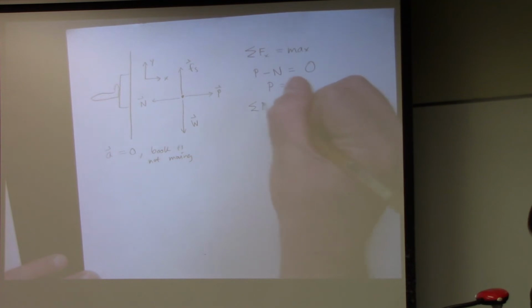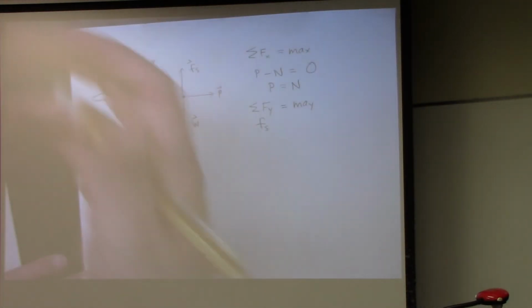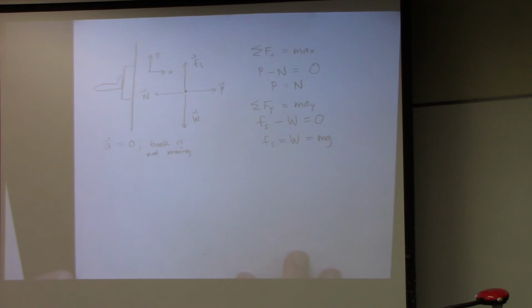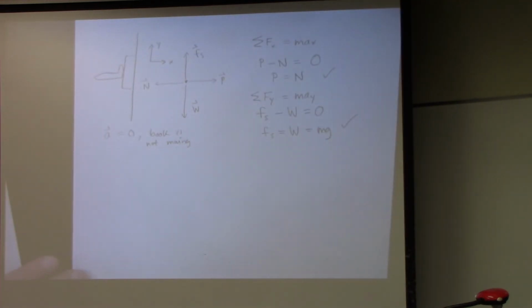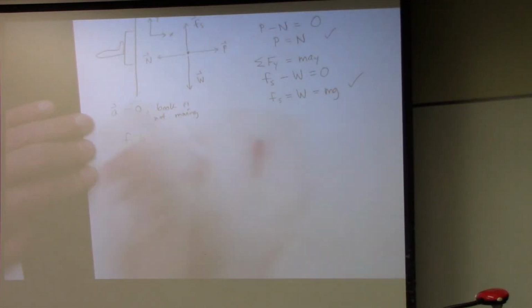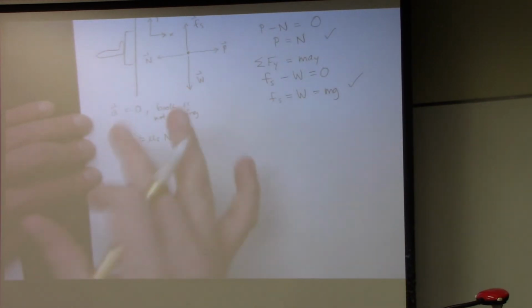If we do it for the Y direction, net force in the Y direction is equal to m times ay. Well, we're going to have static friction going up, and then the weight going down. And then that also equals 0, because we're not accelerating in the Y direction or the X direction. So this gives us static friction equals weight, which is equal to mass of the book times g. So two results here that we're going to use in a second. We're going to put them into the static friction inequality. That's ultimately what we're going to do, where the static friction force is less than or equal to μs times n.